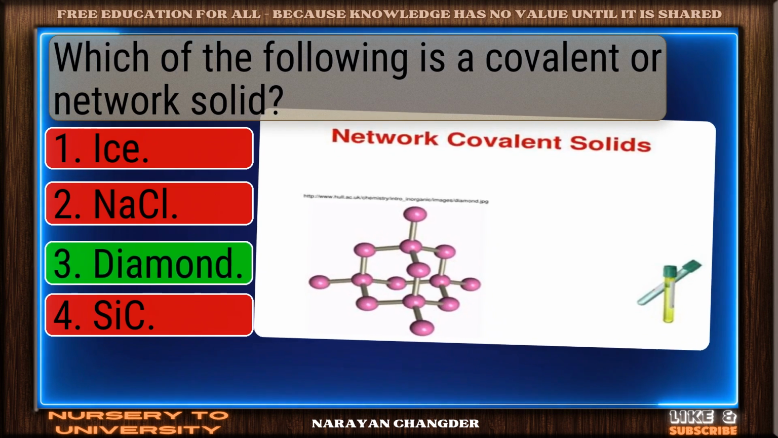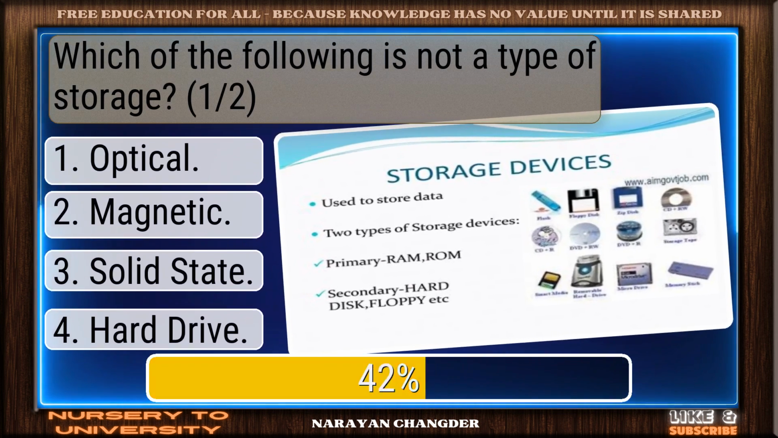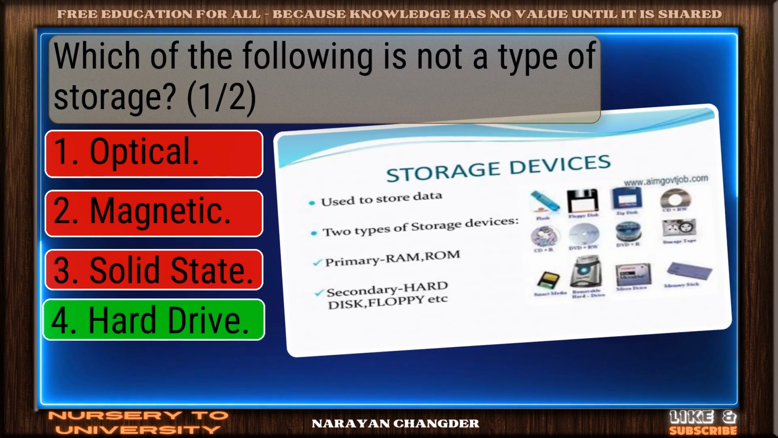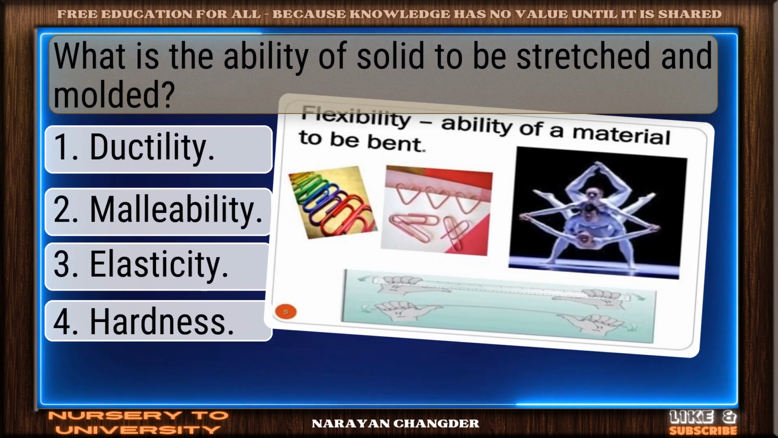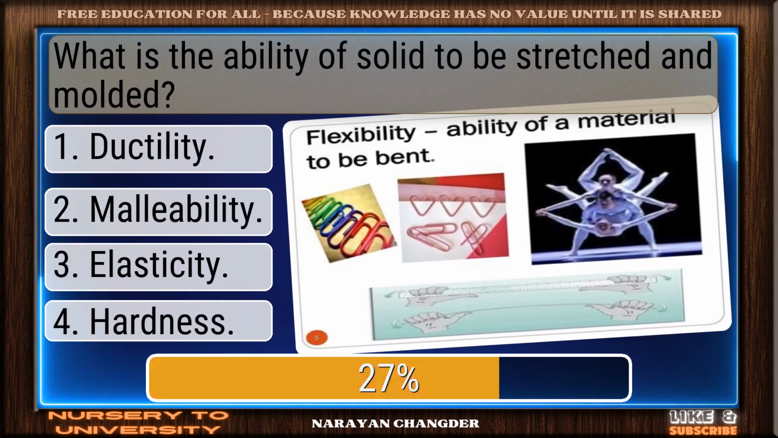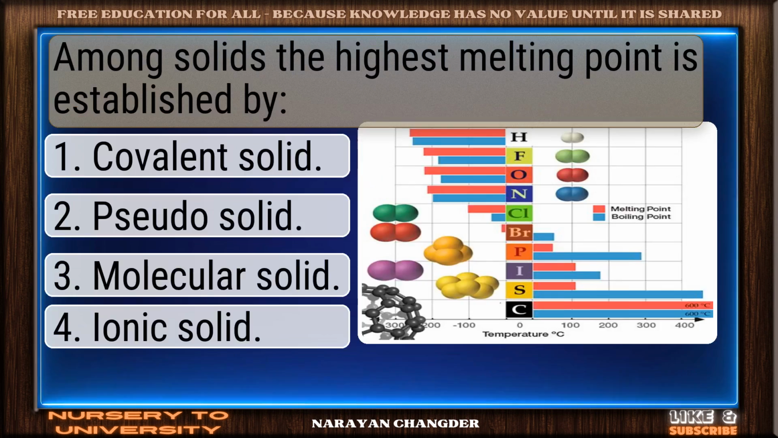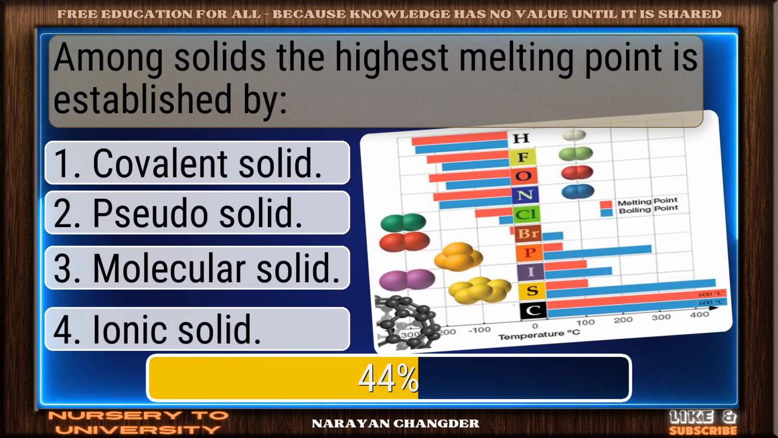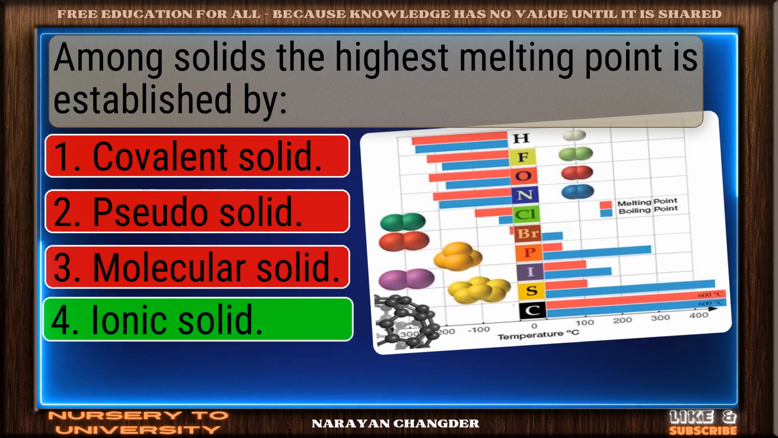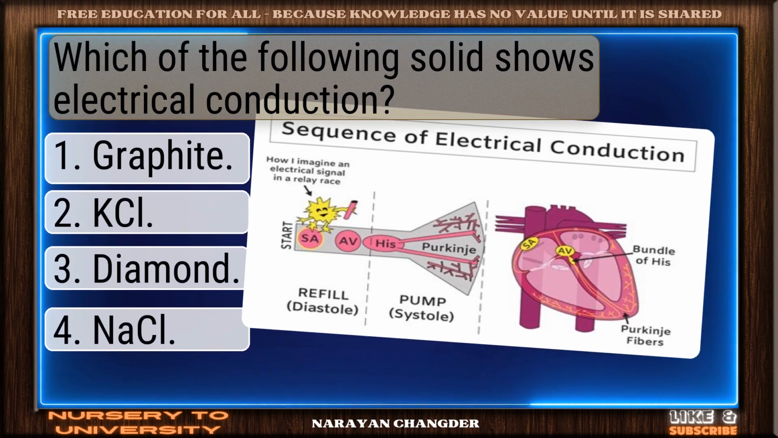Well-articulated, diamond. Which of the following is not a type of storage? That's it, hard drive. What is the ability of solid to be stretched and molded? Valid point, elasticity. Among solids, the highest melting point is established by. Precise answer, ionic solid. Which of the following solid shows electrical conduction?